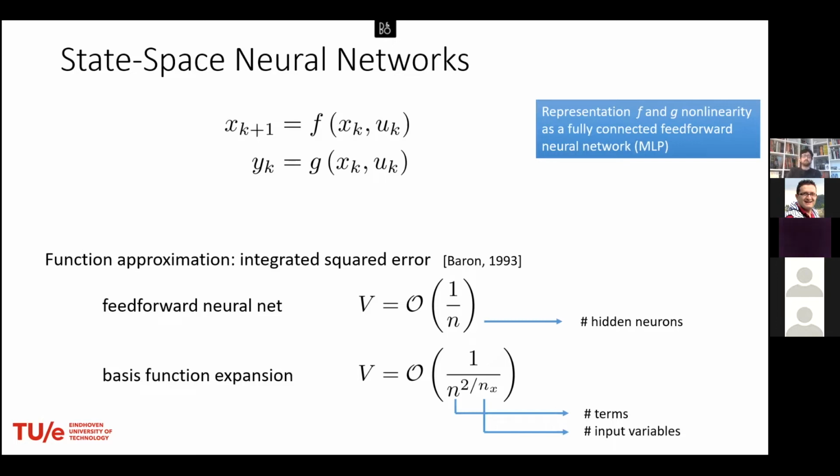While if we use a basis function approach, for instance, a polynomial-based basis function approach, then that error drops in 1 over n to the power 2 divided by the number of input variables. So from the moment that we have more than 2 input variables in a nonlinear function, we see that with feed-forward neural nets the error drops much faster by increasing the complexity of the neural network. So that's a motivation why we can continue with neural networks.